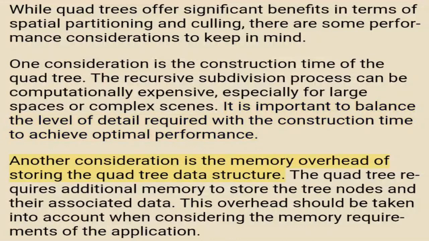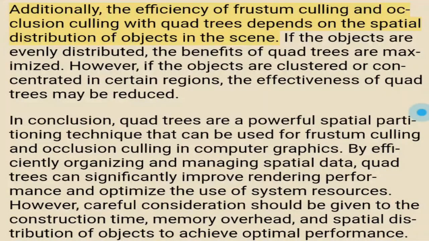Another consideration is the memory overhead of storing the quad tree data structure. The quad tree requires additional memory to store the tree nodes and their associated data. This overhead should be taken into account when considering the memory requirements of the application. Additionally, the efficiency of frustum culling and occlusion culling with quad trees depends on the spatial distribution of objects in the scene. If the objects are evenly distributed, the benefits of quad trees are maximized. However, if the objects are clustered or concentrated in certain regions, the effectiveness of quad trees may be reduced.